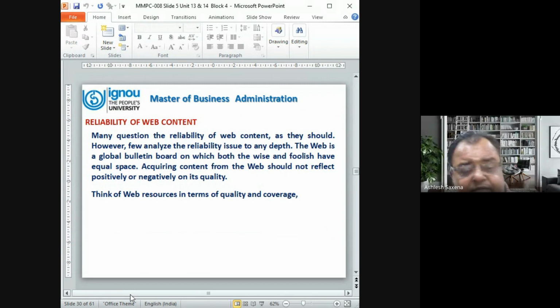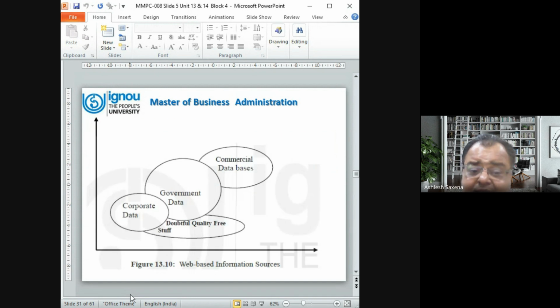Reliability of web content. We always say that data is very huge in nature, but we have to see the reliability of the content. Many question the reliability of web content, as they should. However, few analyze the reliability issues to any depth. The web is a global bulletin board on which both wise and foolish have equal space. Acquiring content from the web should not reflect positively or negatively on its quality. Think of web resources in terms of quality and coverage. But you have to apply yourself also to judge how reliable it is, and to what extent.